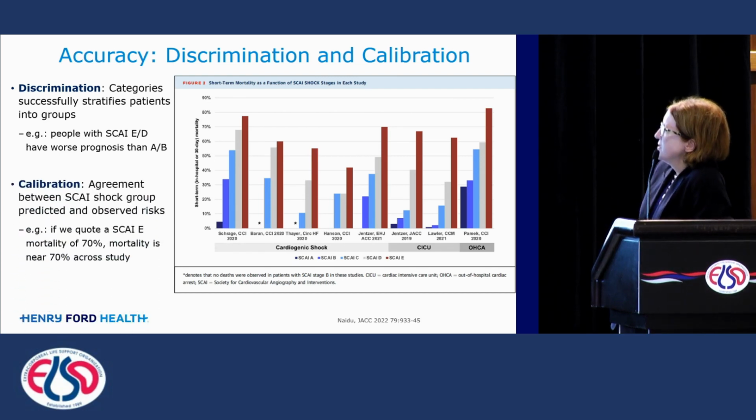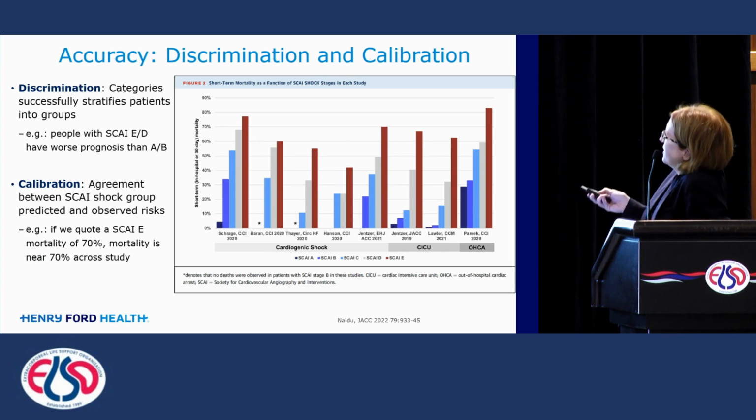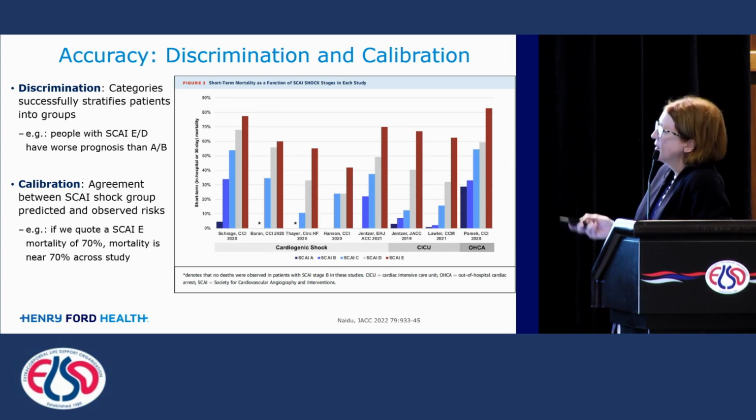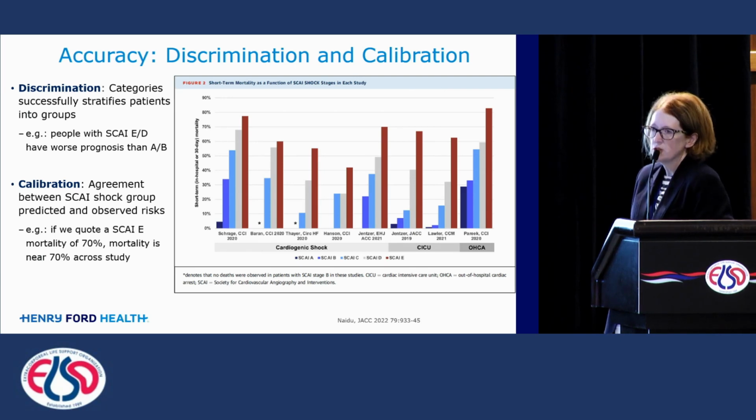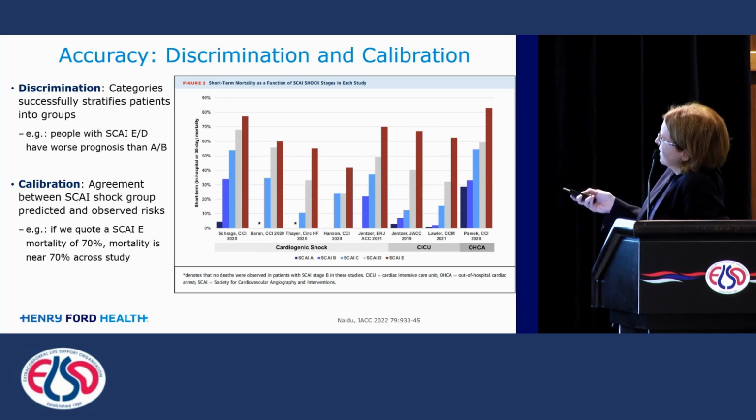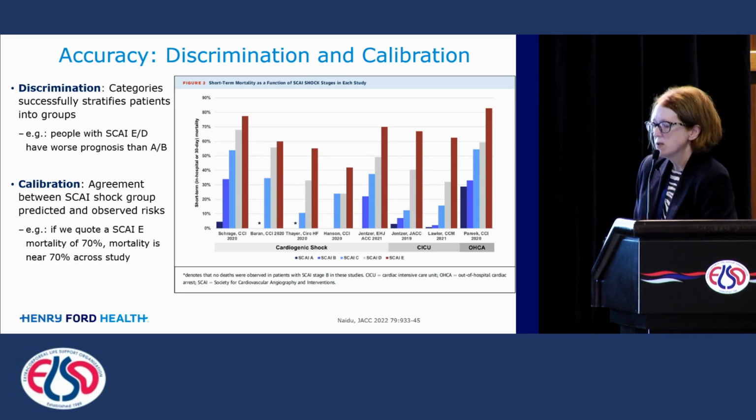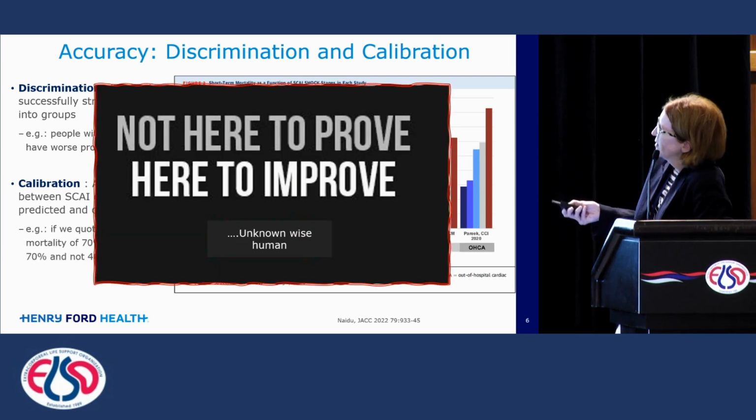Calibration, on the other hand, is the agreement between the SCAI shock group predicted and observed risks. So what that means is if we're going to quote a 70% mortality for a SCAI E, studies largely should show a 70% mortality. And this is kind of where the SCAI categories broke down, because at one point you have a 70% mortality, it's a little lower in this study, it's a lot lower in this study. So the calibration needed a little work.